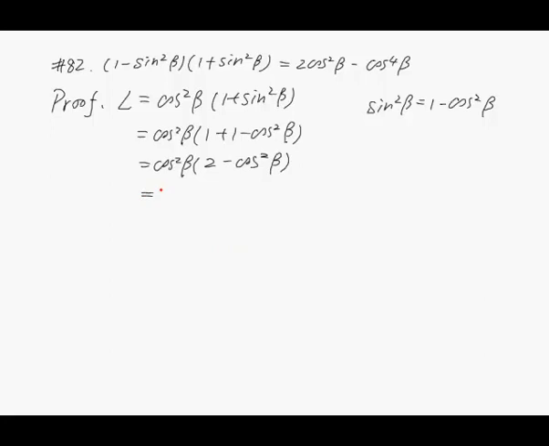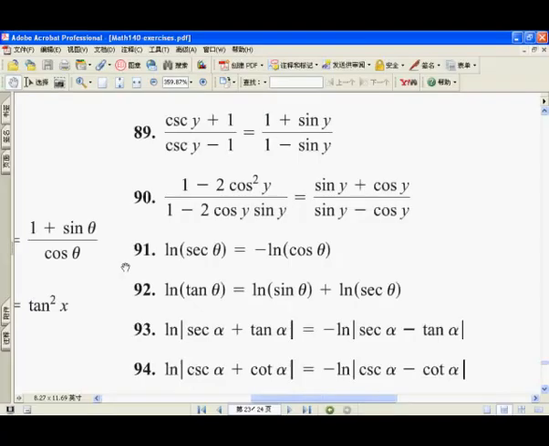And then you multiply this out, you get 2 times cosine square of beta minus cosine to the 4th power of beta. And this is exactly the right side. Then we finish the proof of this problem. Now let's look at problem 90 on page 525. And this is a tricky one.